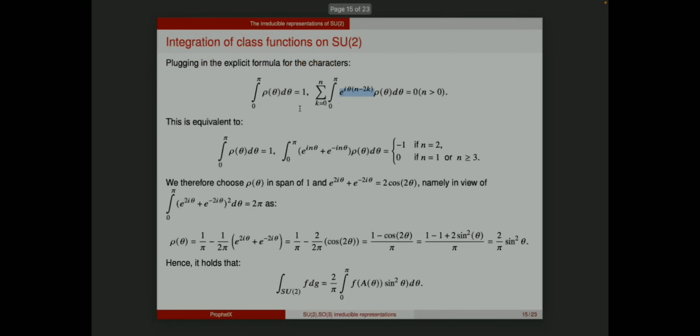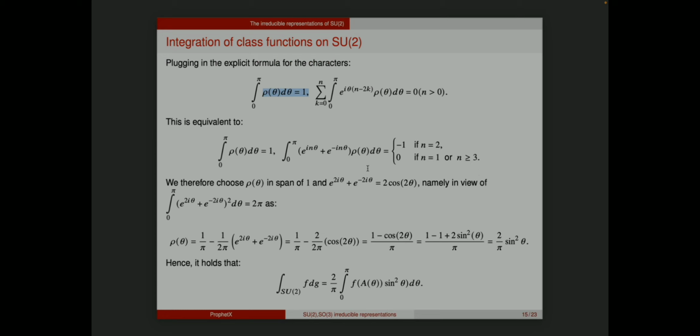this is 1 because the character of the zeroth irreducible representation is 1. So we don't have the sum. And for n greater than 0, we have this. This can be easily seen by induction, which I'm not proving here, but it's in my handout that these two conditions are equivalent to the condition given here.